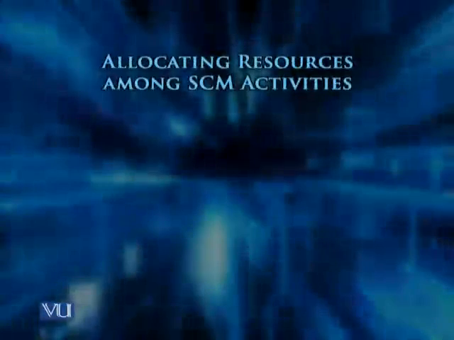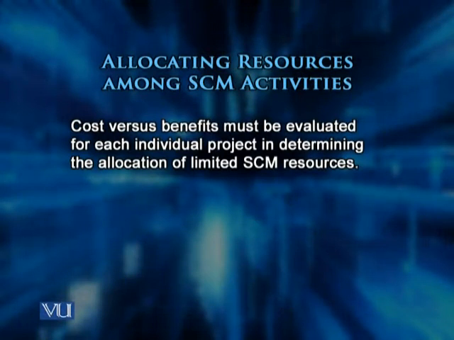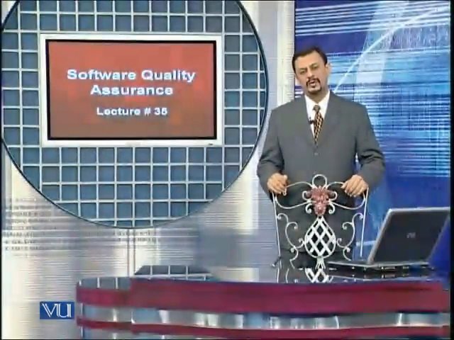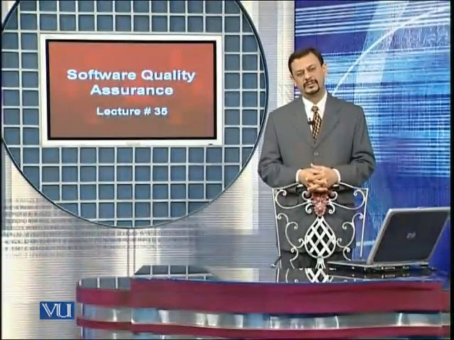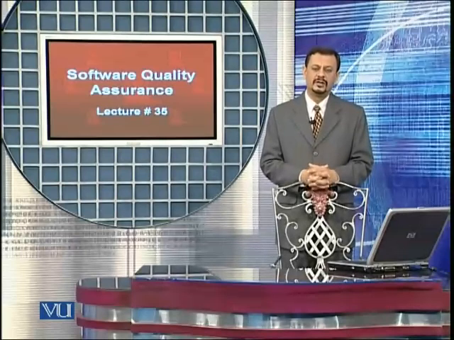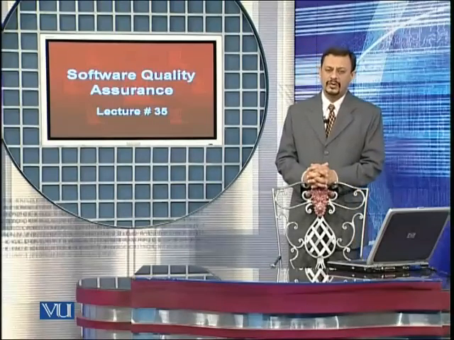The next is allocating resources among SCM activities. Cost versus benefits must be evaluated for each individual project in determining the allocation of limited SCM resources. Of course, every project cannot afford to fully allocate all resources, and so it is again management's responsibility to develop and devise a plan to allocate resources according to the needs of the project.